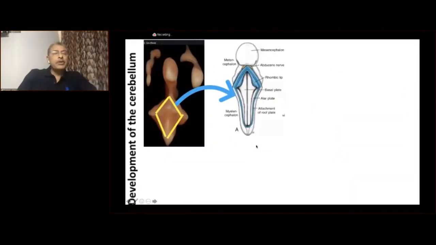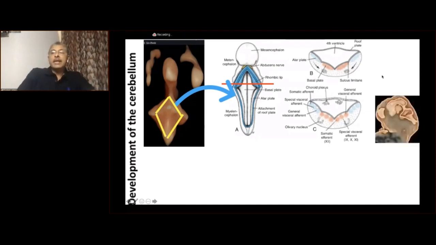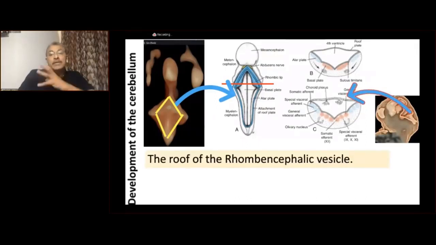Now, if I remove the roof of the cerebellar hemisphere, the rhombencephalon, I'll find this kind of image, and you'll have the rhombic lip. If I cut the rhombencephalon right at this area, this is going to make it transverse. Now, when it makes it transverse, you will have your roof and you will have the base. The base is known as the alar plate, and the roof is typically the roof of the rhombencephalic vesicle.